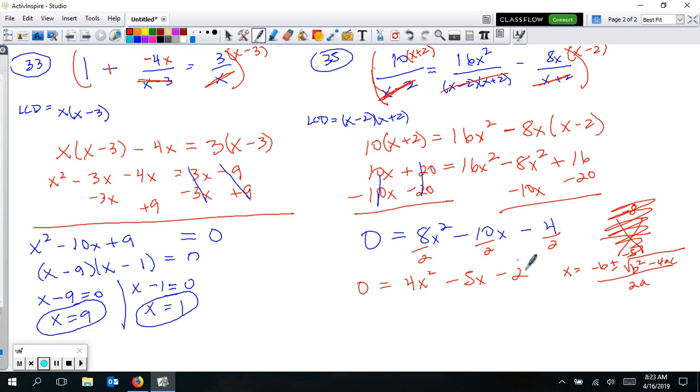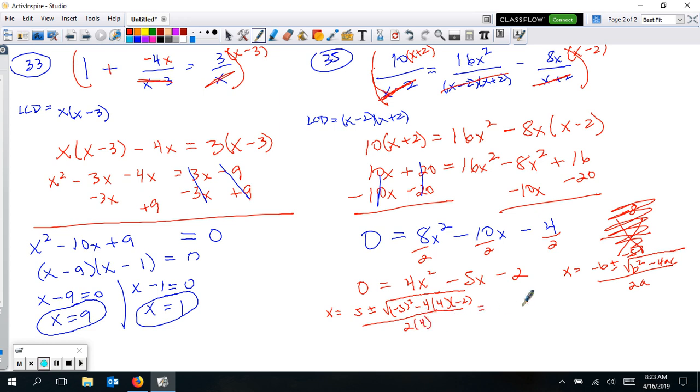Okay, so let's go ahead and plug these in here. Now we're going to say opposite of b. Our a is 4, b is negative 5, and c is negative 2. So the opposite of negative 5 is 5. So 5 plus or minus the square root of negative 5 squared, minus 4 times a, which is 4, and c, which is negative 2. And it is all over 2 times a, which is 2 times 4.